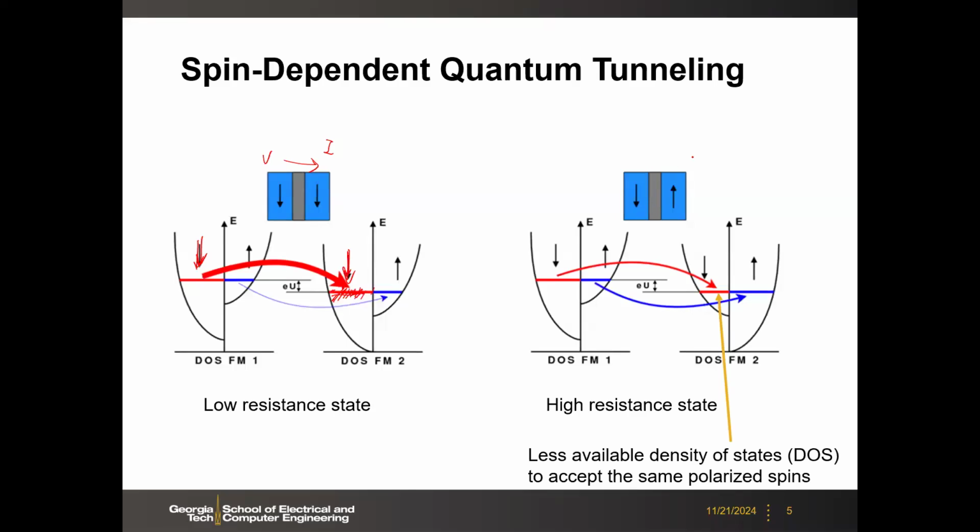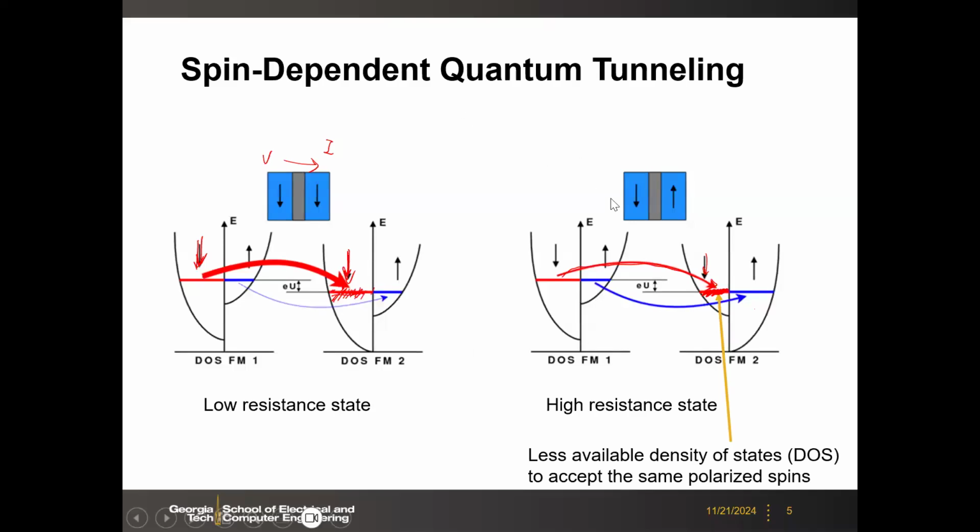But if we have the anti-parallel state, then we are going to have the shift of the spin up and spin down, like, the empty available states. So you have this kind of DOS, density of states. Then the spin down will have less available density of states. So we will have less tunneling current.